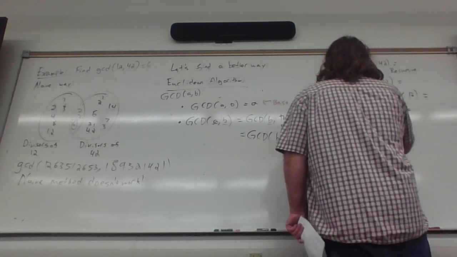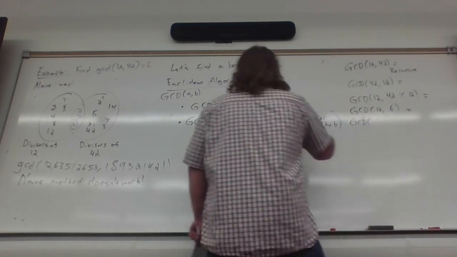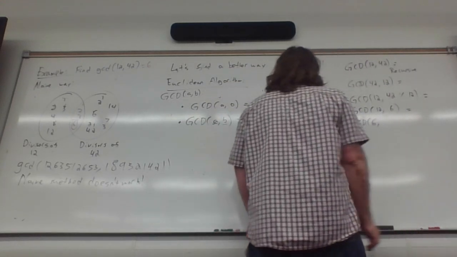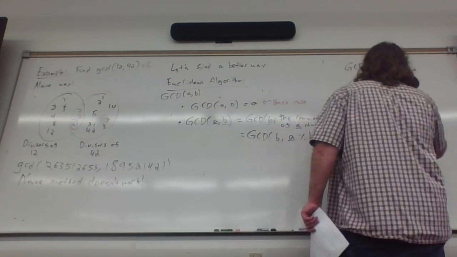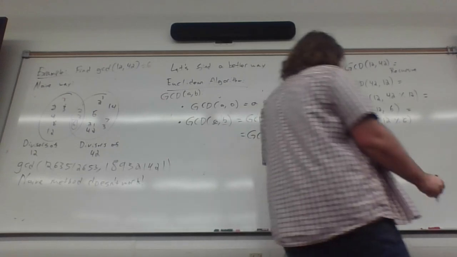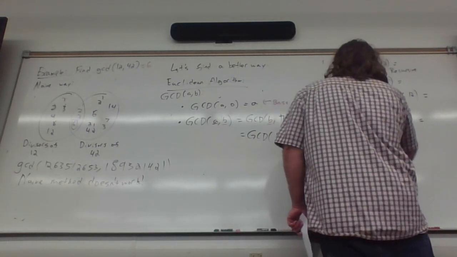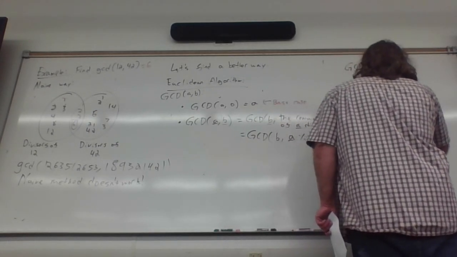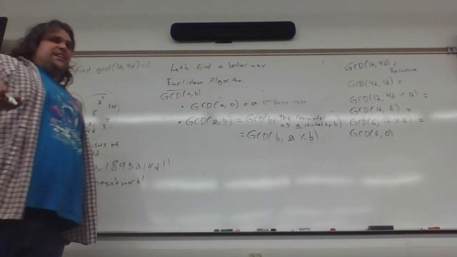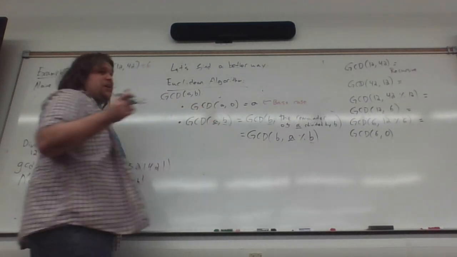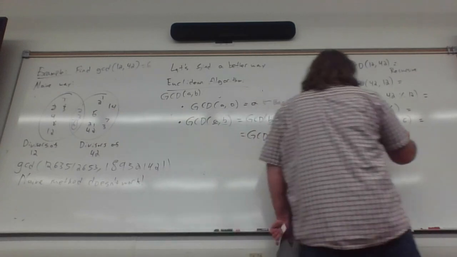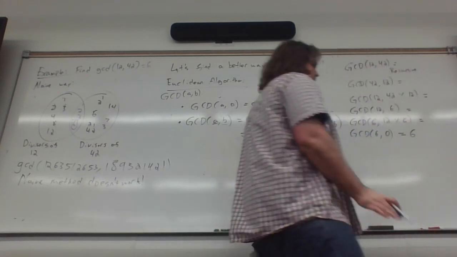So this is GCD where the second number becomes the first number, and then we need to do 12 modulo 6. So 12 divided by 6, what's the remainder of that? There's no remainder, because that evenly divides. And now, aha! Are we in the base case? Yes, the second number is now 0. So what is the answer? It's the first number. And now we're done.